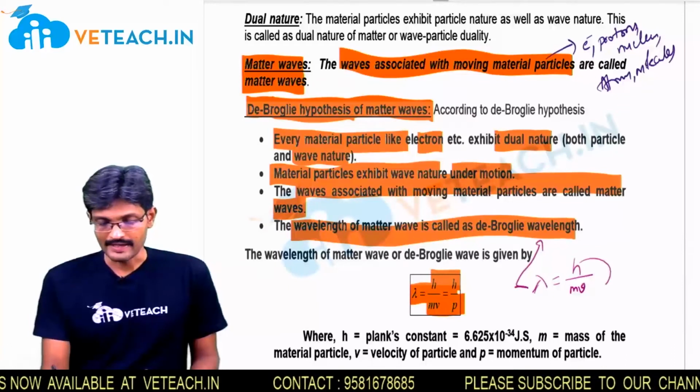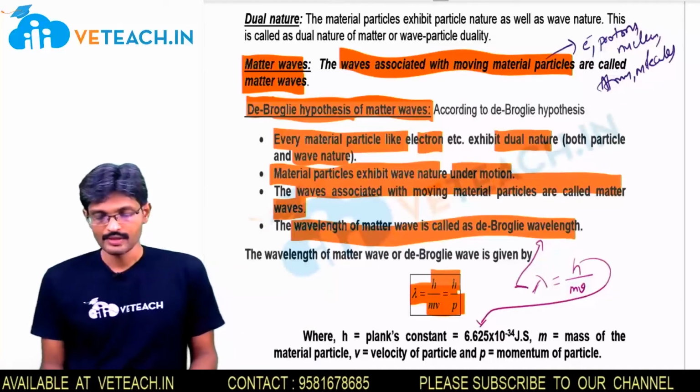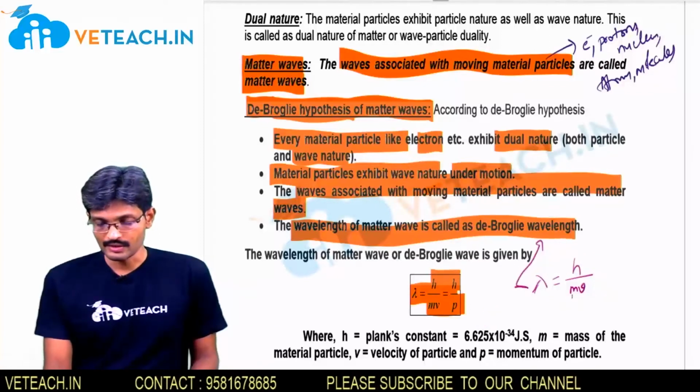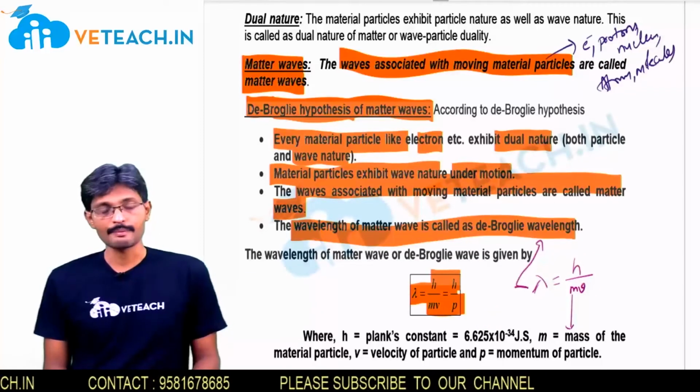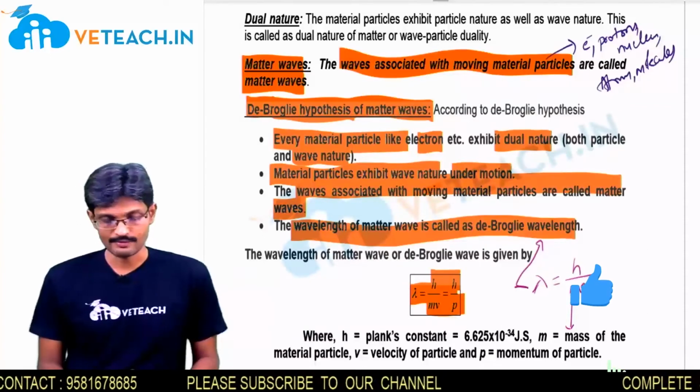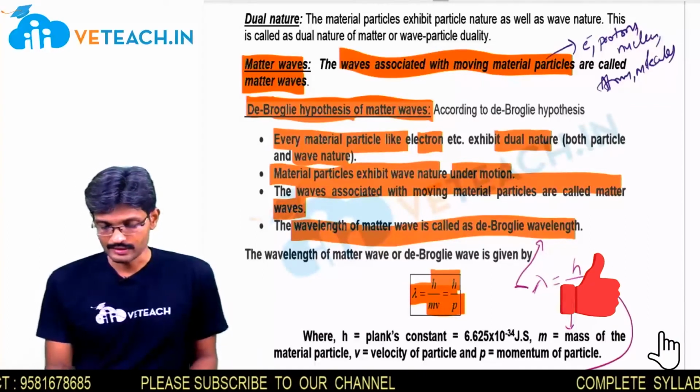h is called Planck's constant, whose value is 6.625 × 10^-34 joule second. m is called the mass of the particle. If the particle is an electron, it is the mass of the electron. If the particle is a proton, it is the mass of the proton. And v is called the velocity of the particle.